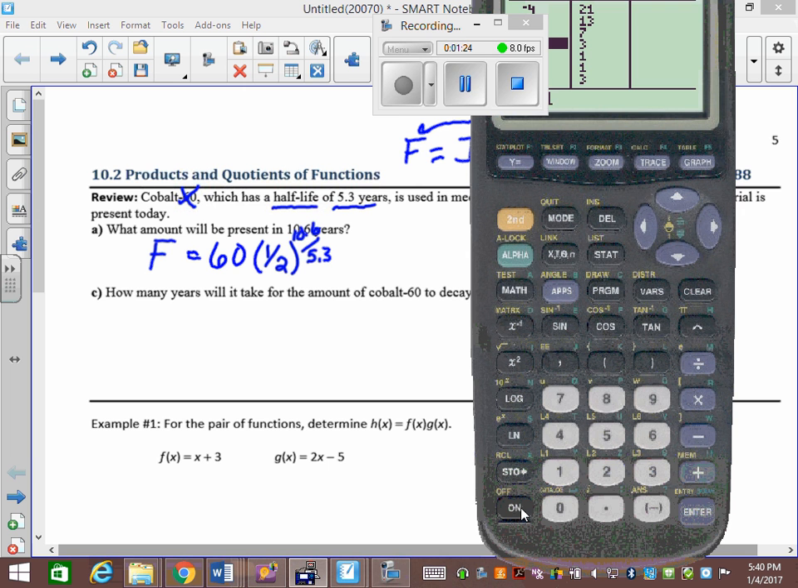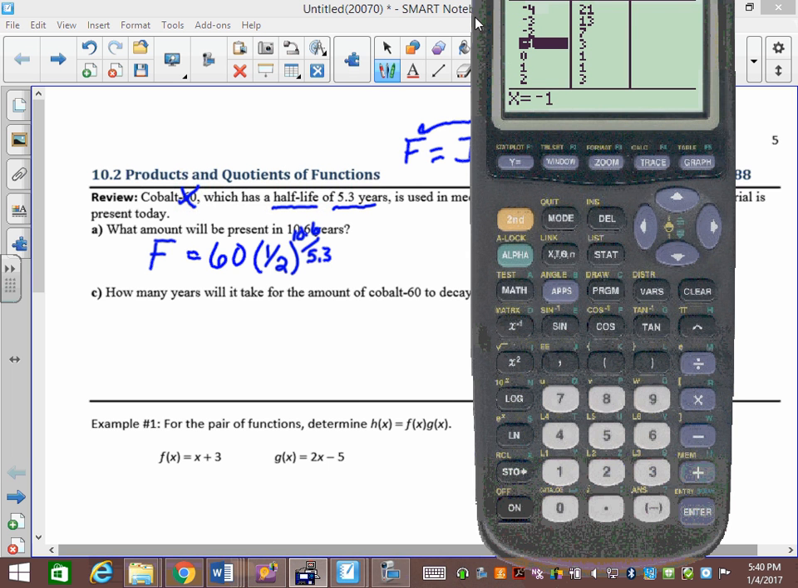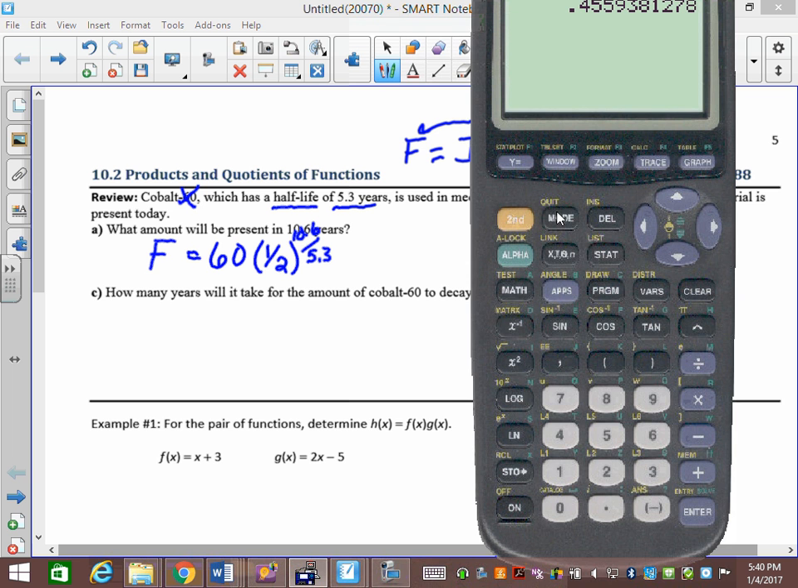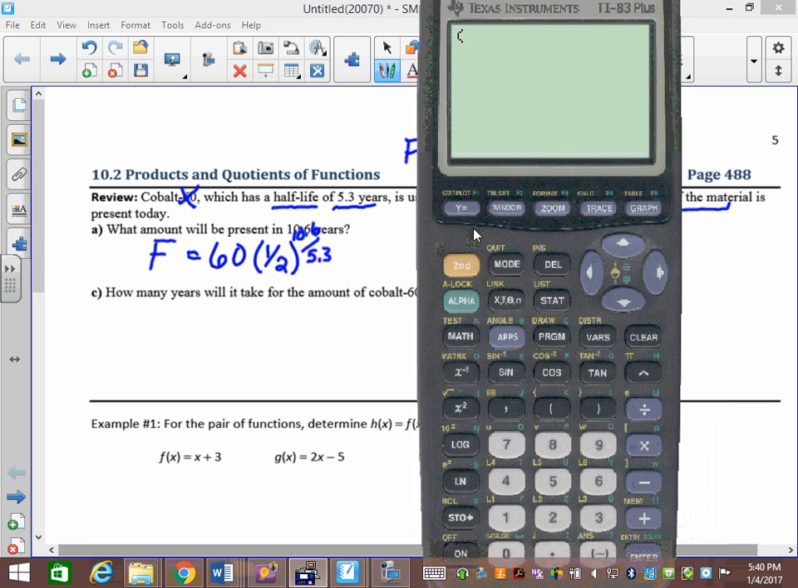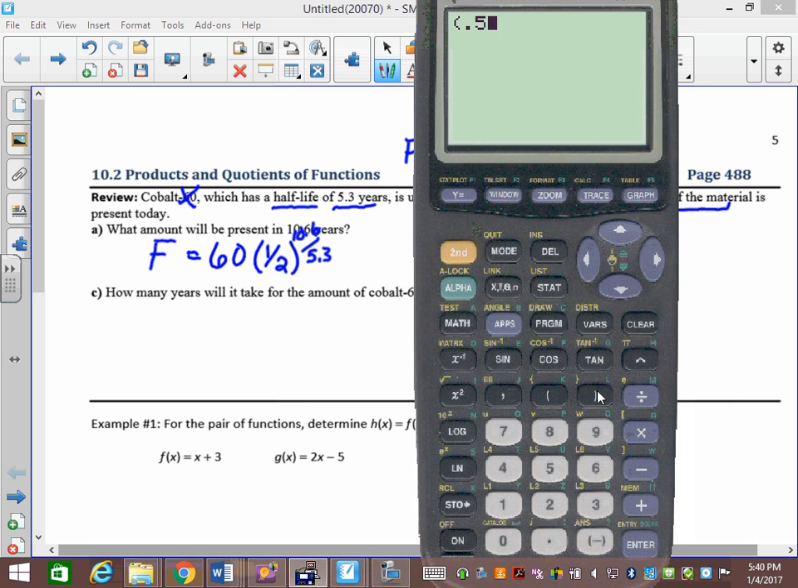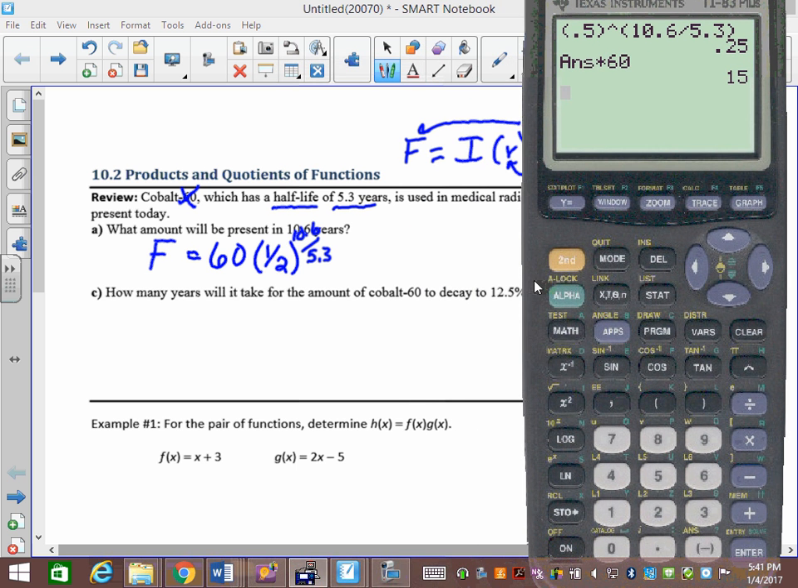So on the calculator, 0.5 to the, make sure it's in brackets because it's a fraction, 10.6 divided by 5.3, enter, times 60. You can put it in all at once, but I like being careful. So the final amount is 15 milligrams. So that's the units.